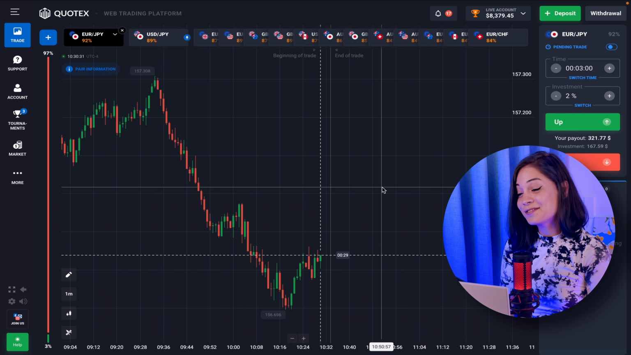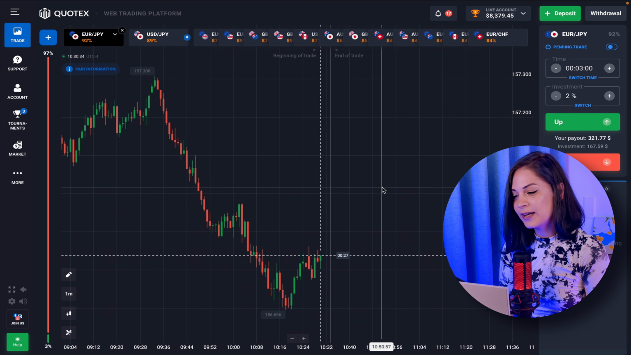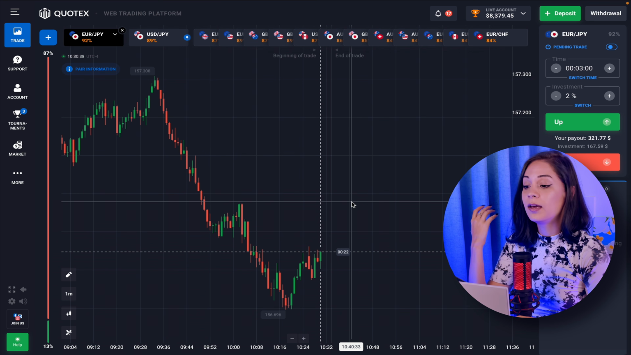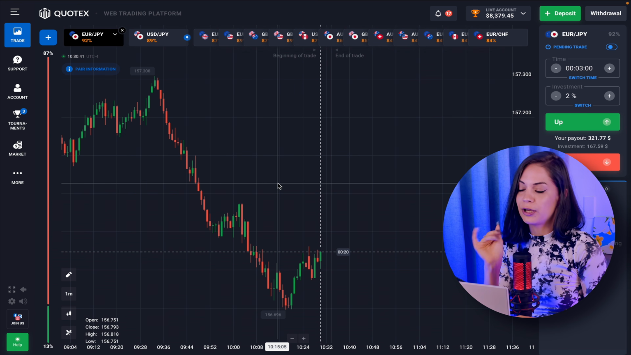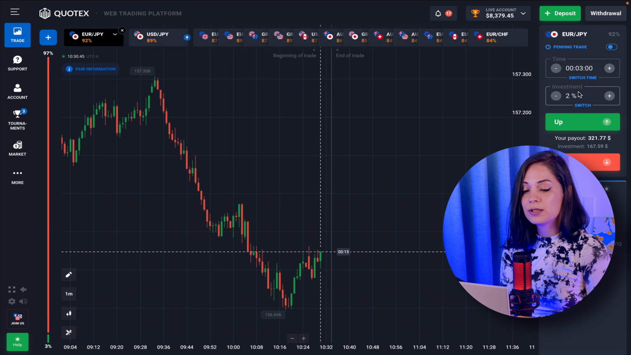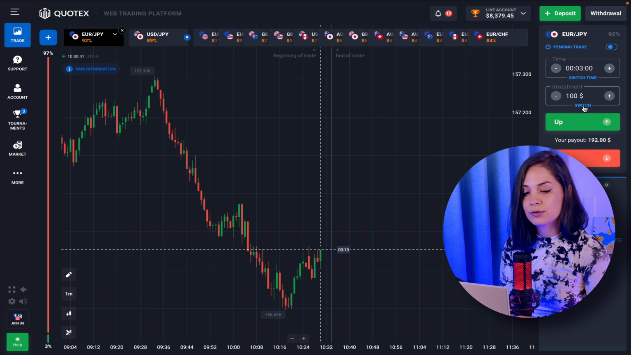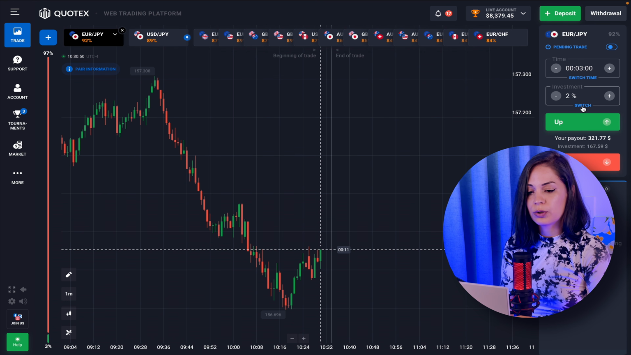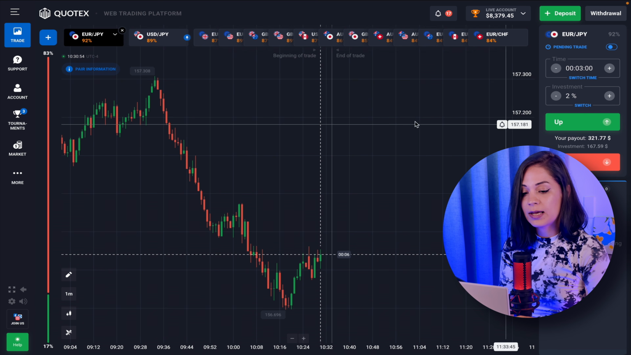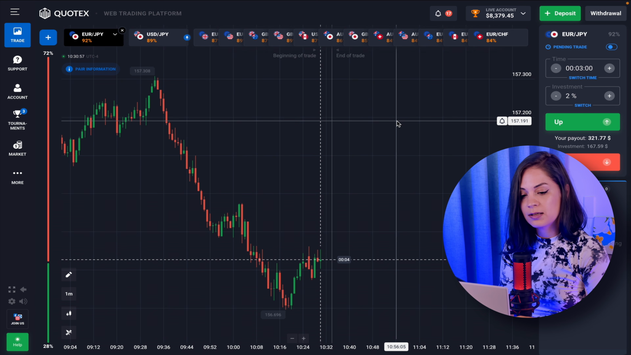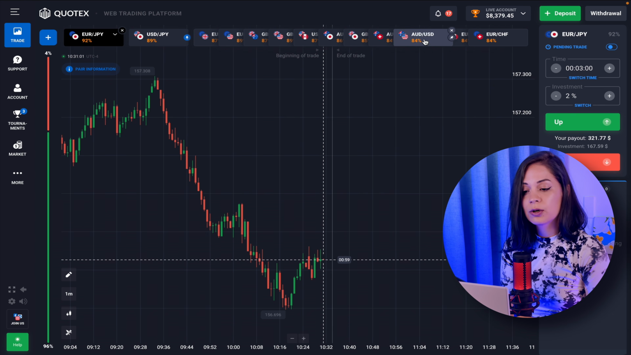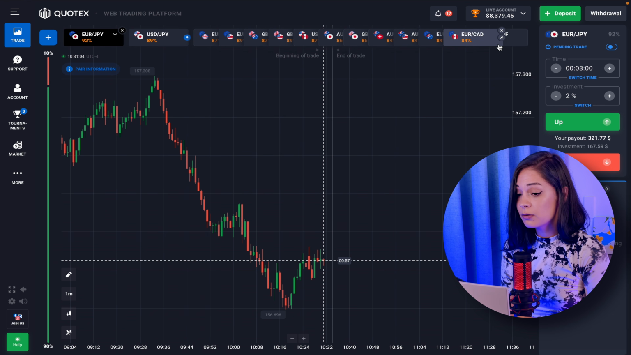Alrighty traders, let's finally start practicing with Quotex in real time. We are using a live account and the platform is already ready. And you can see we have a 1 minute time frame, 3 minute expiration time, and we are using 2% from our account. And you can actually choose how much money to use. So in our case, it's going to be 2%. The investment for us is going to be $167.